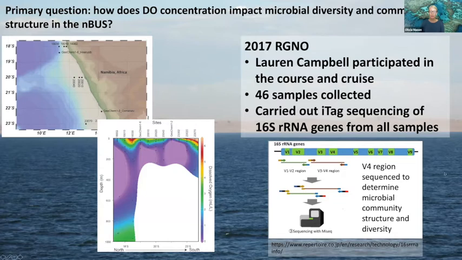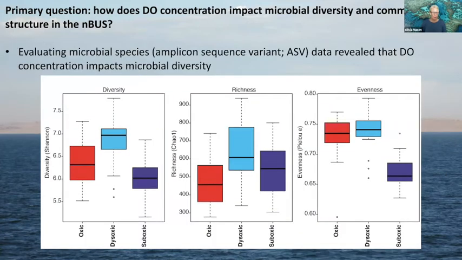So this lets us determine microbial community structure and diversity. Lauren presented our RGNO data at the phylum level. So what I decided to do was to present at the species level. And so she already showed that you see a difference in terms of the abundance of the different phyla across an oxygen gradient. And so what I'm looking at now, as I said, is species level.